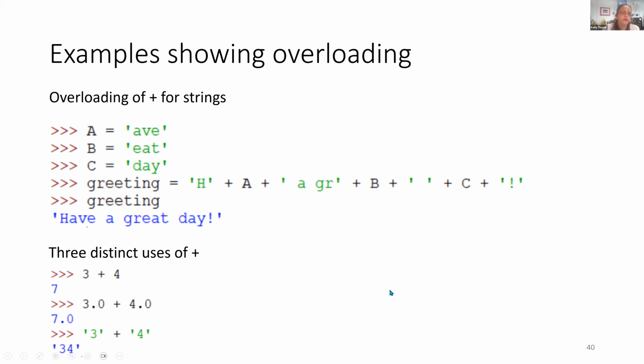Here's some more examples showing overloading. Here's overloading of plus with strings. So we have some variables A, B, C, and some values for them. So we're going to have H plus the variable A, which is equal to AVE. You can probably already see what my message is for you. And then we will add B and C and concatenate all this together, and we get the have a great day greeting. So there are 3 distinct uses of plus, that is adding integers, adding floats, and carrying out the concatenation.